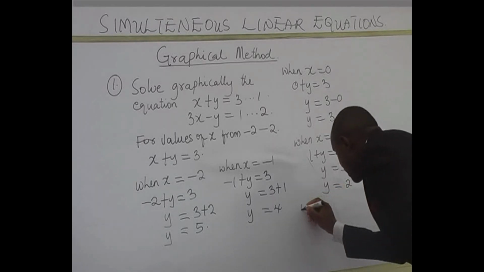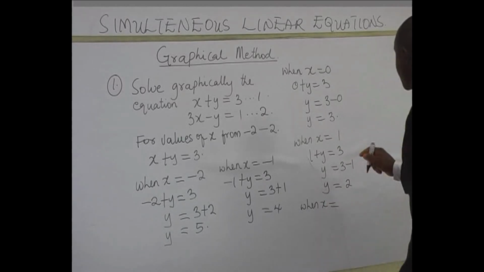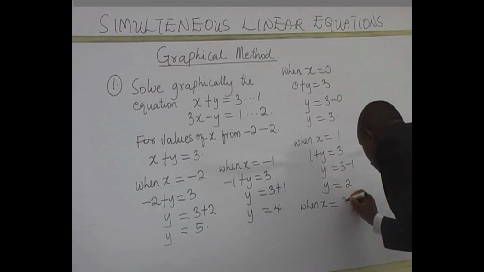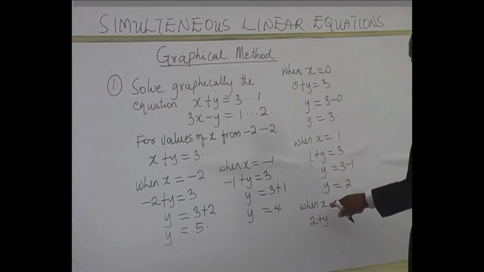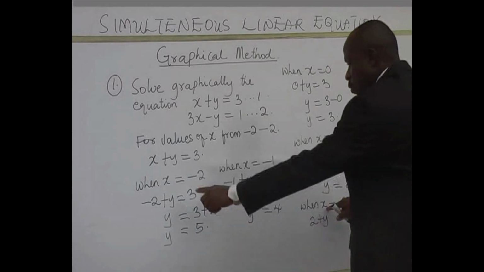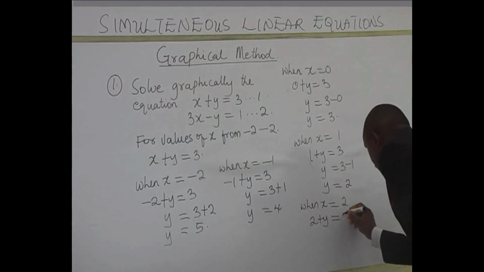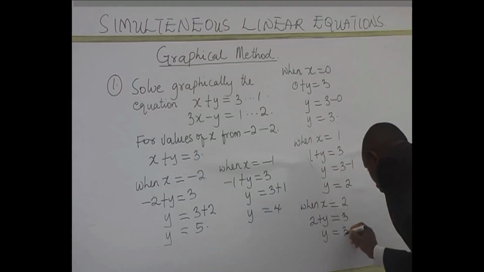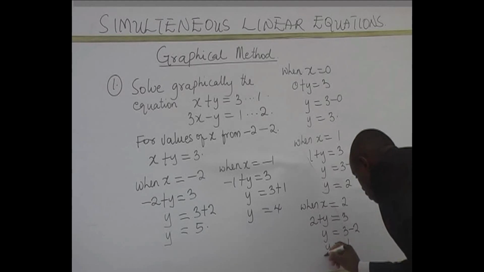The next one is when x is equal to, after 1, the next number is 2. When x is 2, we are going to have 2 plus y, substituting the value of 2 for x in the equation, is equal to 3. That means y is equal to 3 minus 2. That means y is equal to 1.